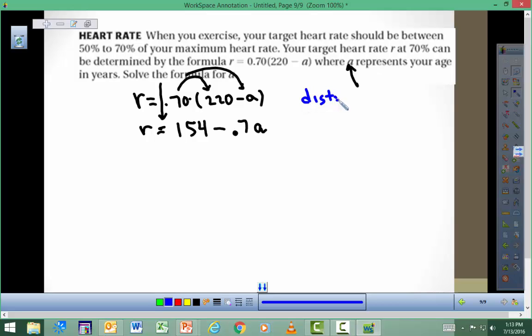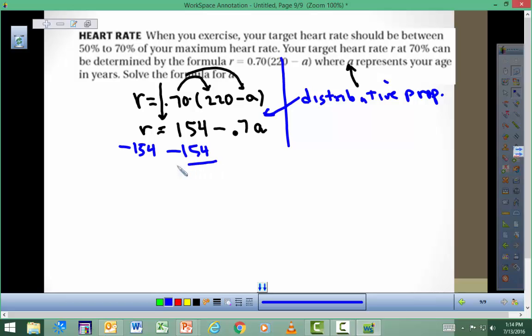The distributive property. And the reason what we did here is we just simplified that after that. So the next step though I would do is subtract 154. Subtract 154. And I'm doing this on both sides of the equal sign, so the next thing I do is the subtraction property of equality.